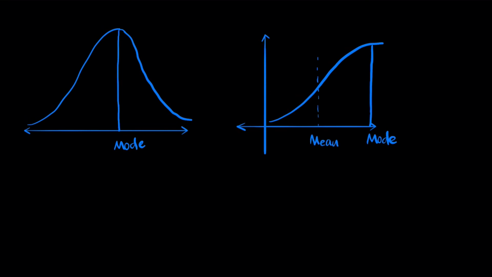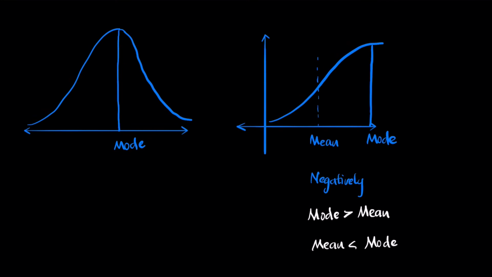Which means that in a skewed distribution, so this is a negatively skewed distribution. In this negatively skewed distribution, the mode is greater than the mean. Or you can write the mean is less than the mode.